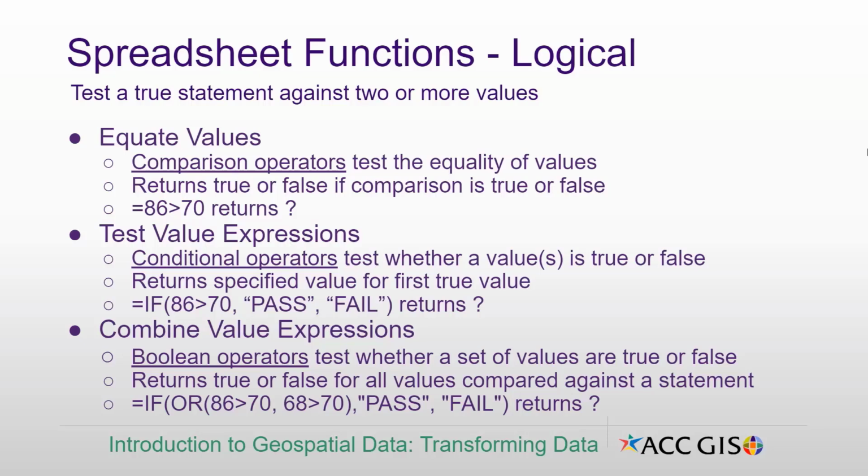We can also combine value expressions by using Boolean operators and utilize those to test whether a set of values are true or false. In the last bullet on the slide, you can see that we're utilizing the IF function and the OR Boolean operator to test multiple expressions. In this case, 86 is greater than 70 or 68 is greater than 70. If either of those are true, then the value returned is pass. If both of them are not true, then the value returned is fail. In this case, 86 is greater than 70, even though 68 is not greater than 70, and so it returns pass.